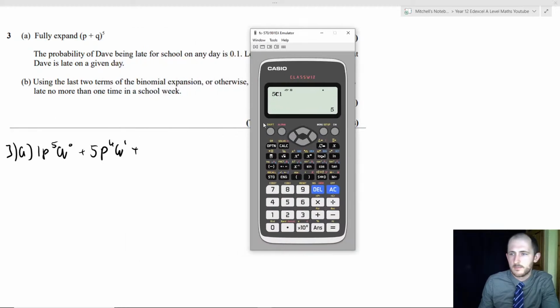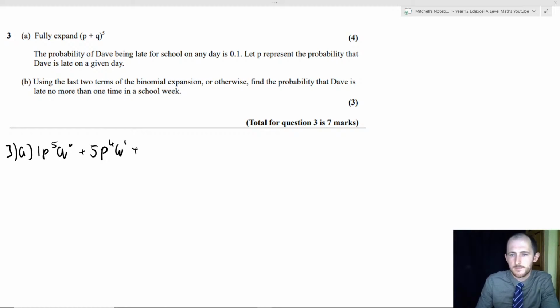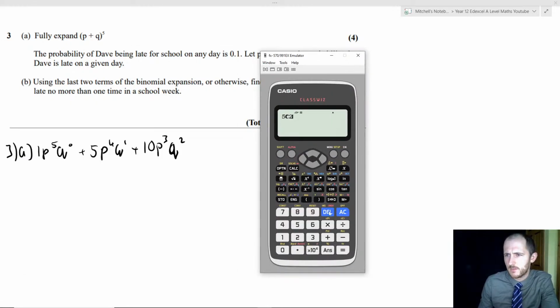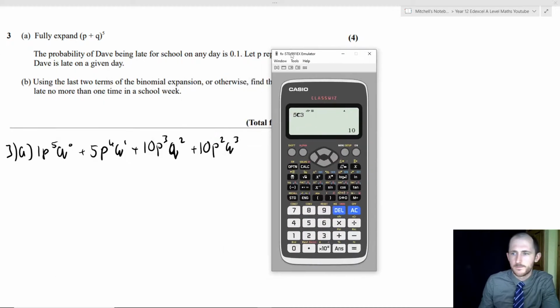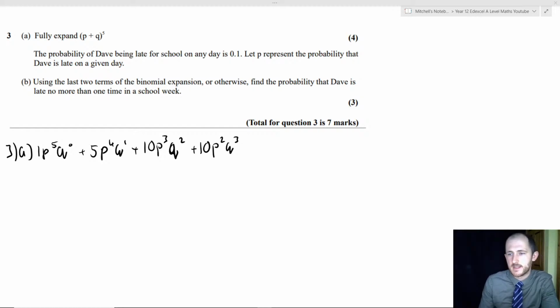Plus 10 p cubed q squared. I have a lot of trouble writing q's. I don't know why. Again, another 10. And if you notice, they're always kind of palindromes, right? They're the same forwards as backwards, which I won't say is interesting, but it's something.